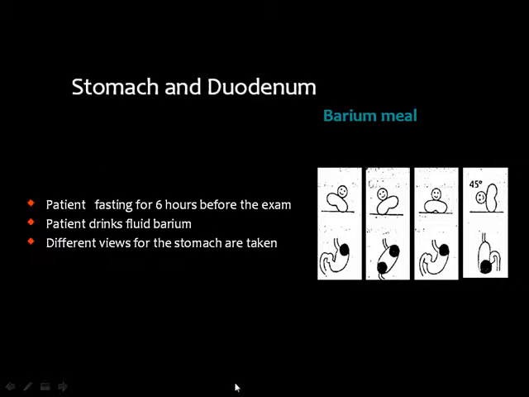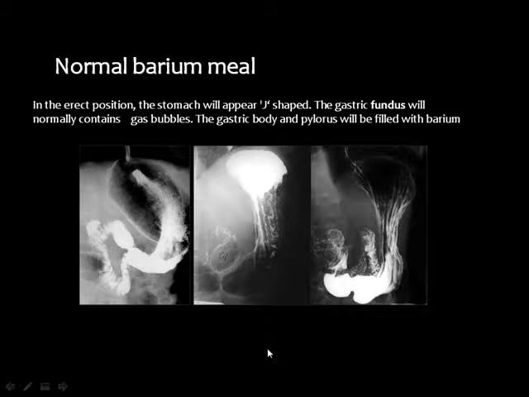Then we came to the stomach, and we examined the stomach by the barium meal. We give the patient barium fluid, and we radiograph the patient in different positions, as you can see. This technique aims at filling the different parts of the stomach, once by barium and once by air.